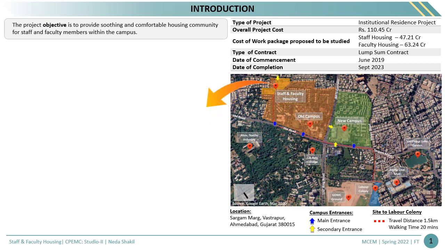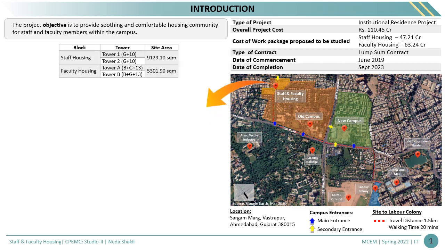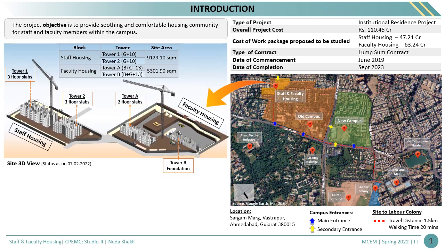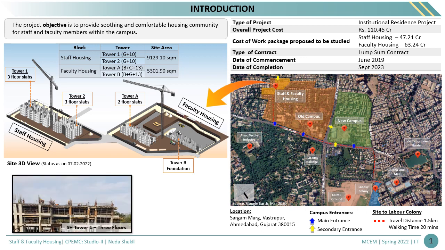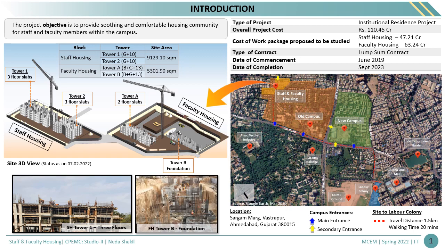The selected project is situated at the southwest corner of the old campus, where the staff housing will be a G+10 structure and faculty housing will be a basement plus 14 floor structure. On the left, we can see a 3D model of the site, which showcases the status as on 7th February 2022. The staff housing Tower 1 and Tower 2 both were built up to 3 floors, and the faculty housing Tower A was built up to 2 floors and Tower B was at foundation stage.